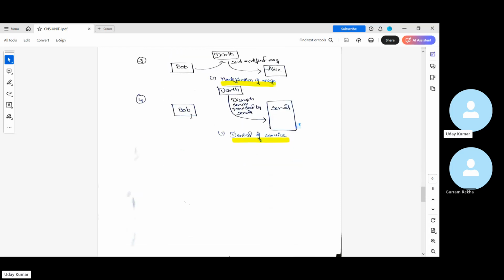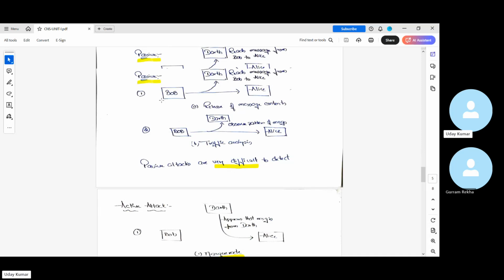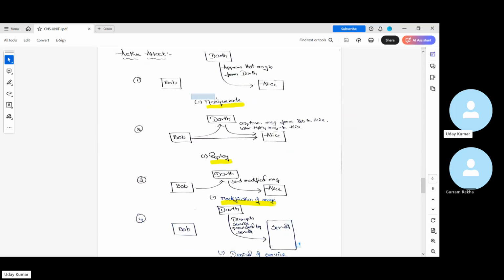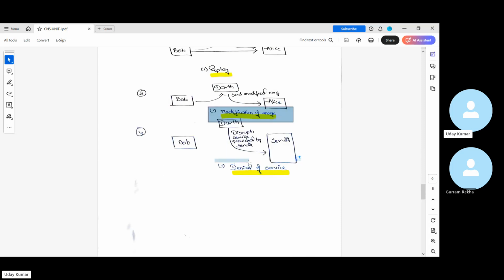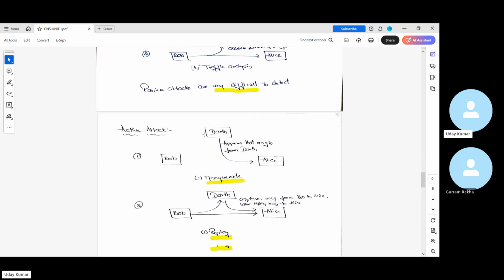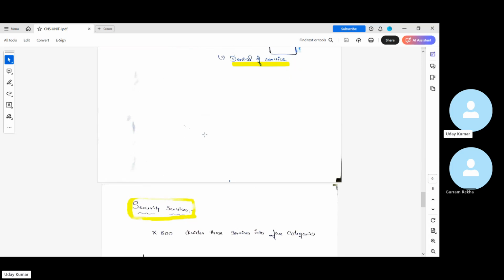And next one is Bob and there's a server. What Darth is doing is he is actually disrupting the service provided by the server, right? That is denial of service. So it's like you are requesting some information, but the server is not responding. So this is about the passive attacks and the active attacks. So remember these: masquerade, replay, modification of messages, and denial of service, because we'll be discussing these things again further in this. Right.